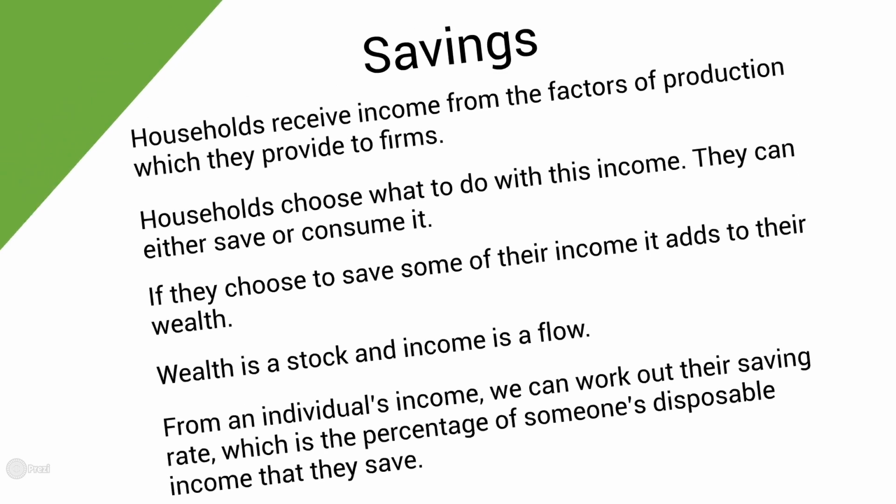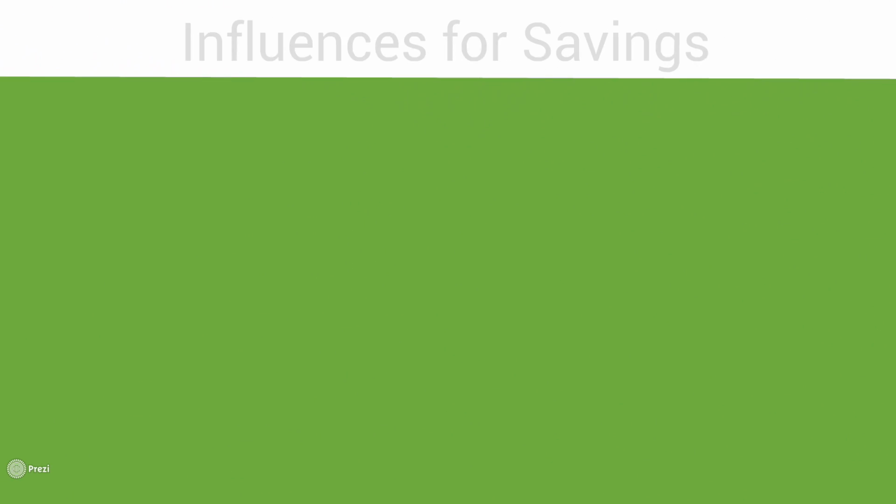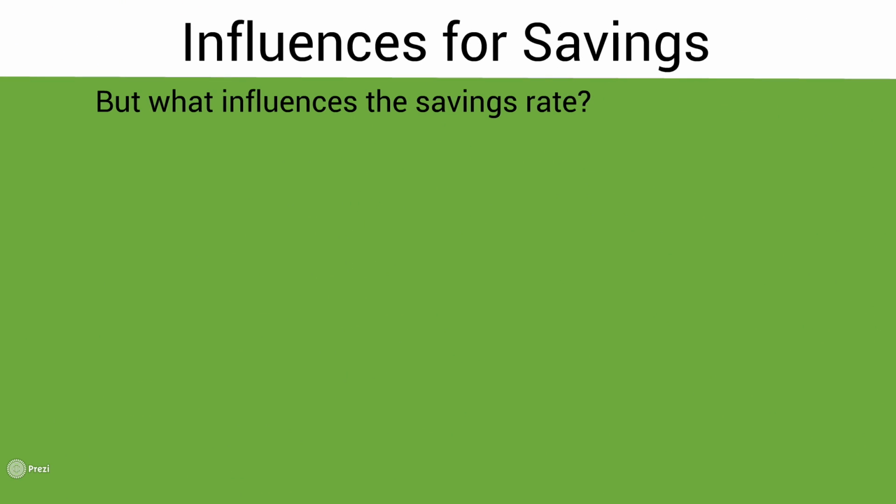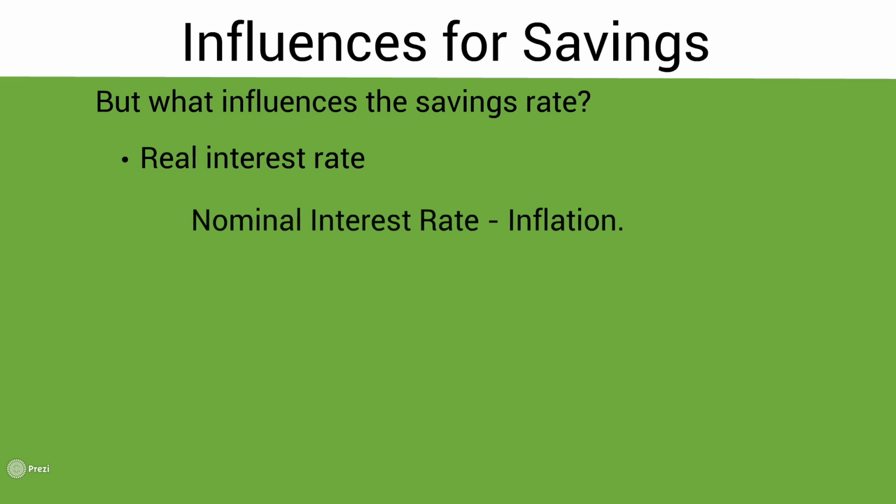But what influences the amounts that economic agents save? One factor that influences how much economic agents save is the real interest rate. The real interest rate is worked out by doing the nominal interest rate minus inflation. The nominal interest rate is the reward for saving. It is money that you receive for depositing your money in a savings account. An example of a nominal interest rate would be 3%.